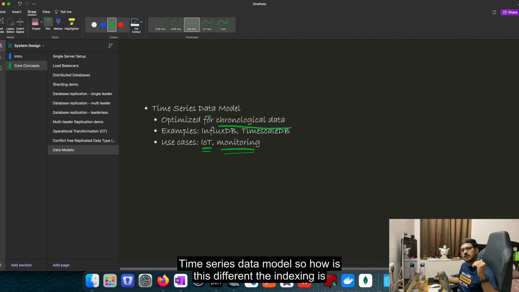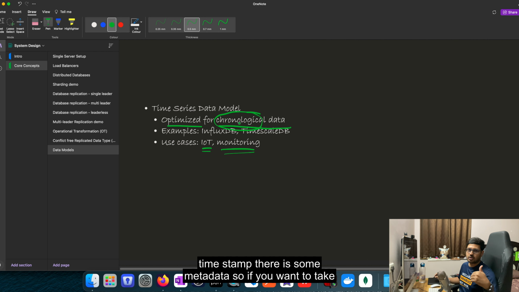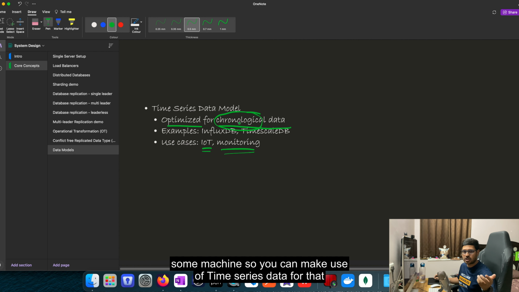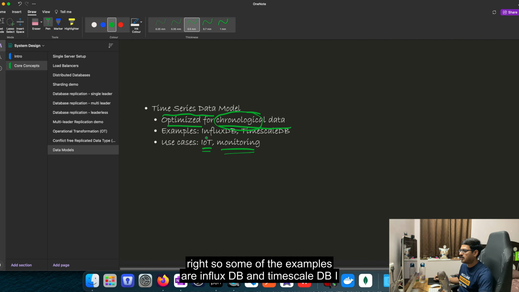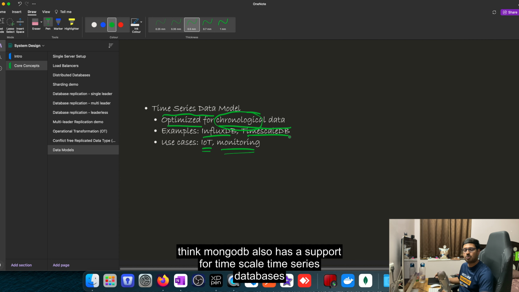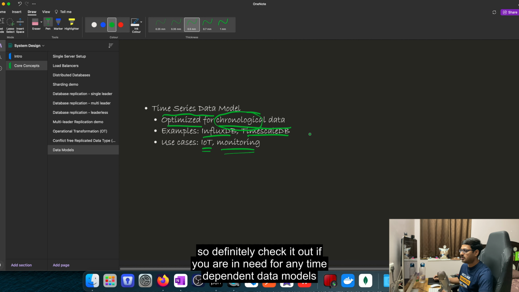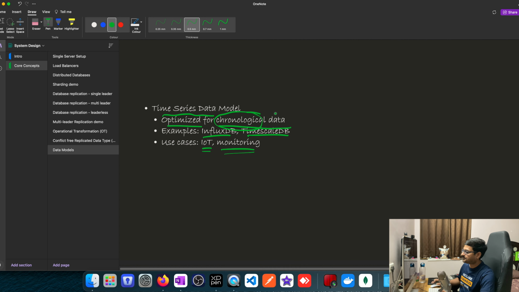So how is this different? The indexing is different and it is optimized for querying chronological data. So there are timestamps attached to every record, and with every timestamp there is some metadata. So if you want to take an average of, say, last 1 hour, what has been the heart rate of some machine, you can make use of time series data for that, right? Some of the examples are InfluxDB and TimescaleDB. I think MongoDB also has support for time series databases. So definitely check it out if you are in need of any time dependent data models.